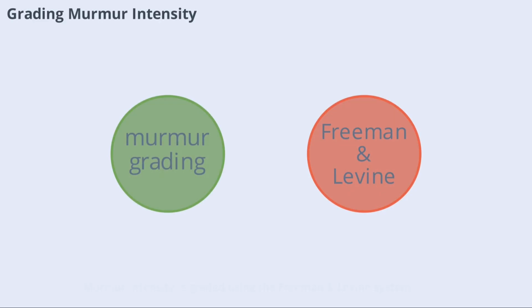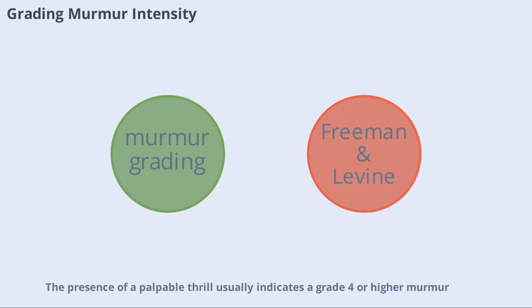Murmur intensity is graded using the Freeman and Levine system, ranging from grade 1, faintest, barely audible, to grade 6, heard with the stethoscope off the chest. This grading helps standardize descriptions and allows for consistent communication among healthcare providers. The presence of a palpable thrill usually indicates a grade 4 or higher murmur.